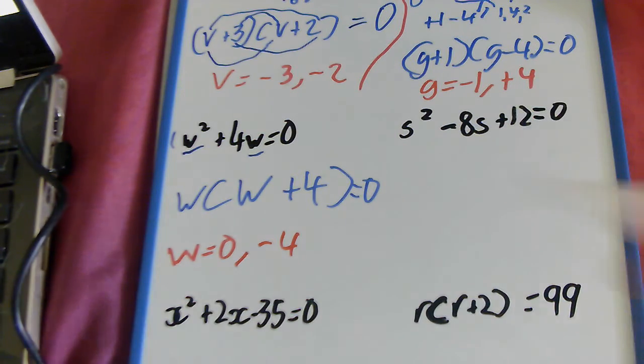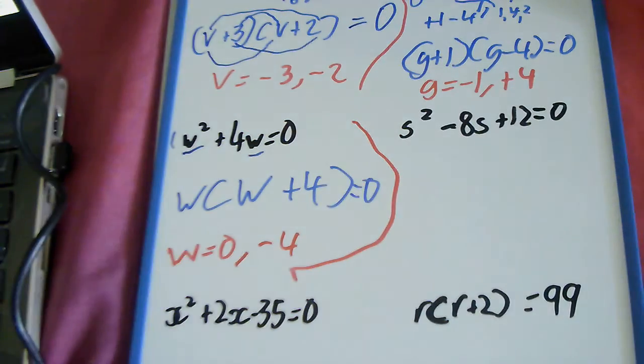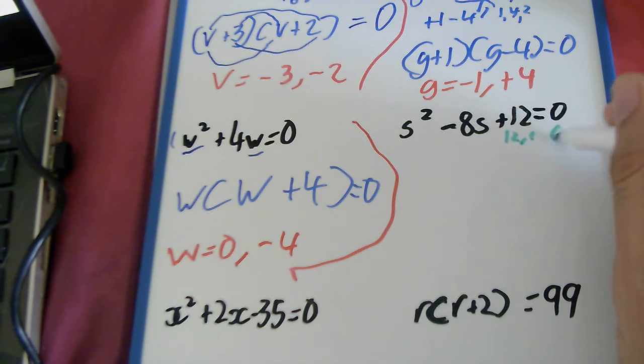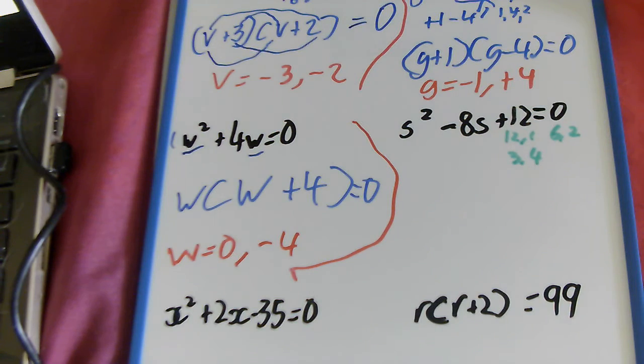Now if we look at s squared, take 8s plus 12, we're just doing the same as what we've done before. Our factors, I'll do them in green, slightly different colour, because there's a few more factors in here. So we've got 12 and 1, 6 and 2, 3 and 4. I believe that's all of them.